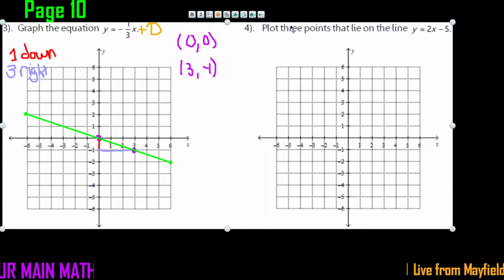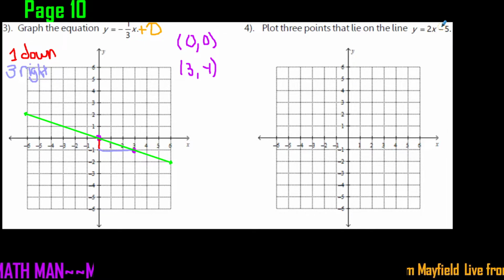For number 4, it says plot 3 points that lie on the line 2x minus 5. And so again, this is just like our homework that we've been doing. So usually I use and make those tables from before. However, again, you can keep it simple for yourself. You want to say, hey, right there's my y-intercept. So I have to plot the point 0.